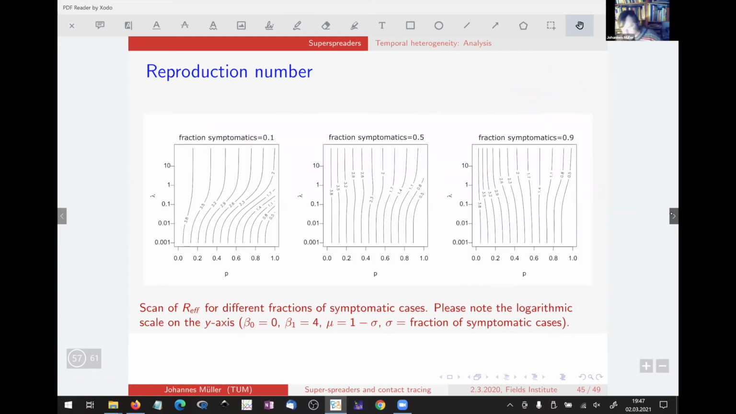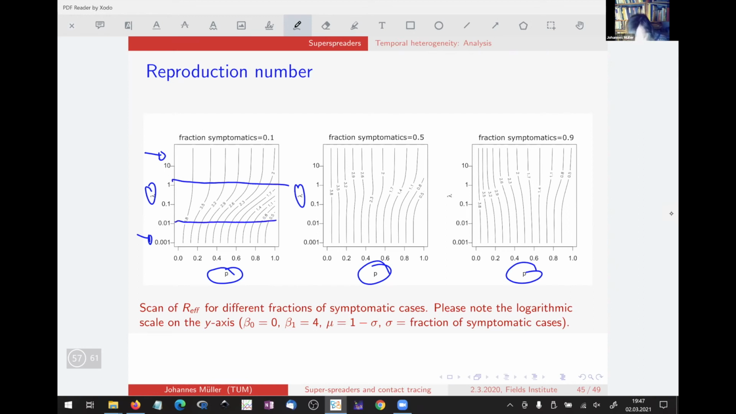Next, we would like to look at the reproduction number. So what we see here: on the x-axis is the tracing probability. On the y-axis is our lambda, which means here we have basically normal contacts. Here we have super spreader contacts. And what we see is that we have basically two regimes, super spreading and normal contacts, and in between some transitions. We have three different probabilities for symptomatics, so basically for index cases. So here we have only few index cases. Here we have a lot of index cases. Use that as a substitute for testing, something like that.